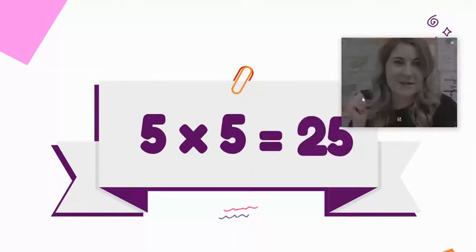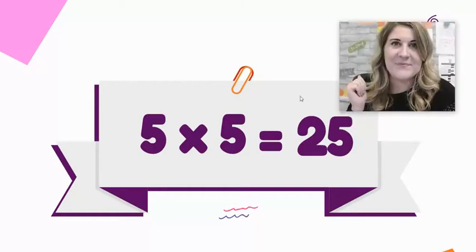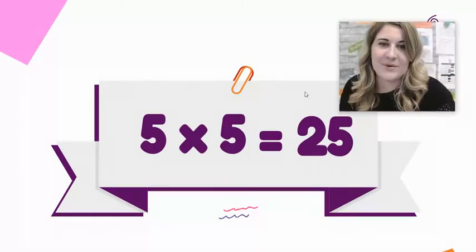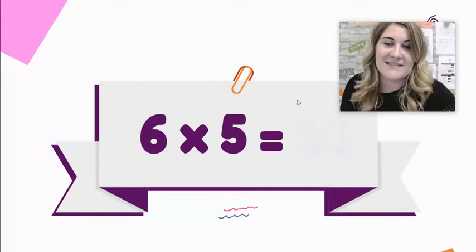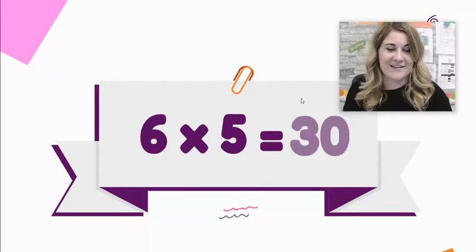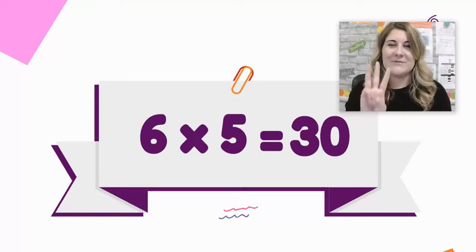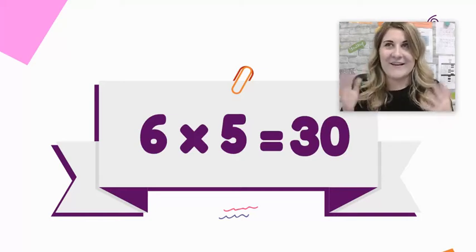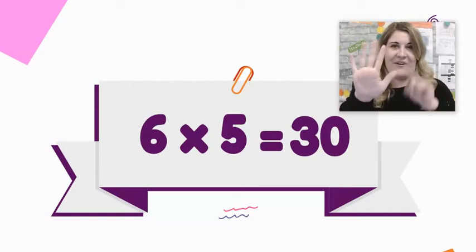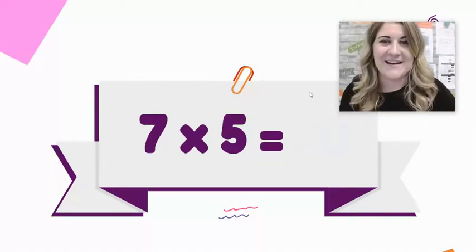Let me move myself up a little bit so we can see. There we go. Next, we have 6 times 5. So we're going to be counting by 5s 6 times. Oh, I already have the answer. Let's do it anyway. 5, 10, 15, 20, 25, 30. That was a weird way for me to count with my fingers. 5, 10, 15, 20, 25, 30. There we go.